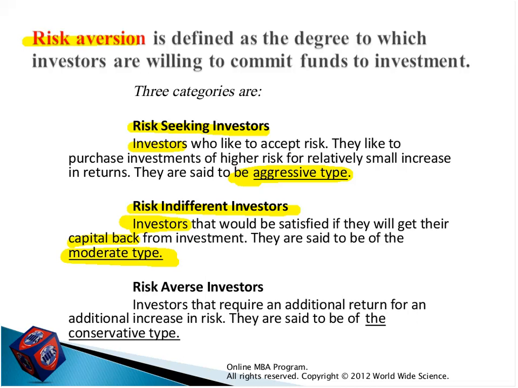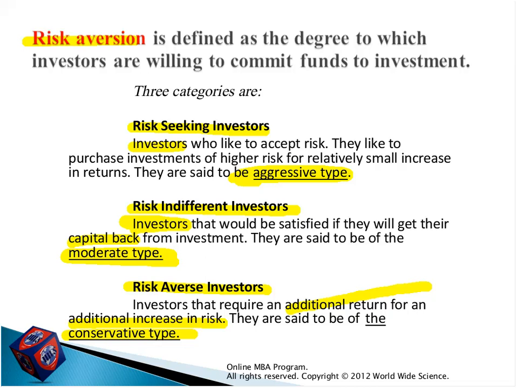Next is the risk-averse investor. These are investors that require an additional return for an additional increased risk, and they are said to be of conservative type. That means, okay, if I invest some additional 50% of my capital, then I have to get additional profits from that investment. So they are expecting additional profits for the additional risk. Like more risk, more profits. That means this is a conservative type.